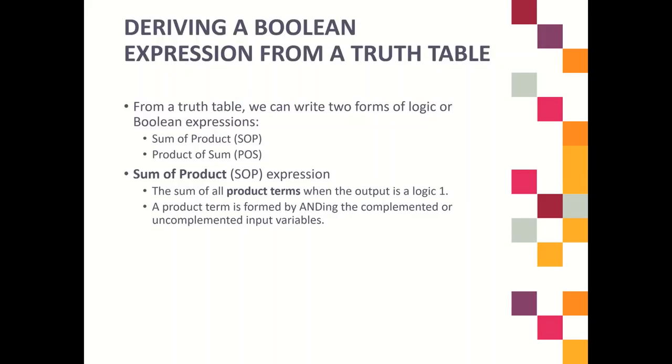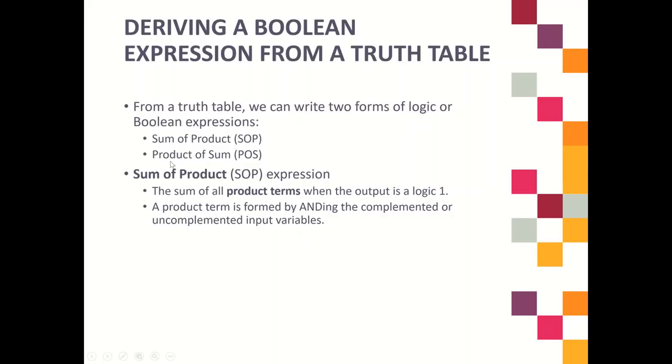Okay, now we go for the second part in this chapter, which is deriving a Boolean expression from a truth table. So actually, we can write two forms of logic or Boolean expression. The first one is sum of product, or SOP. The second type is product of sum, POS. Okay, we look at our first type, which is sum of product, or SOP expression.